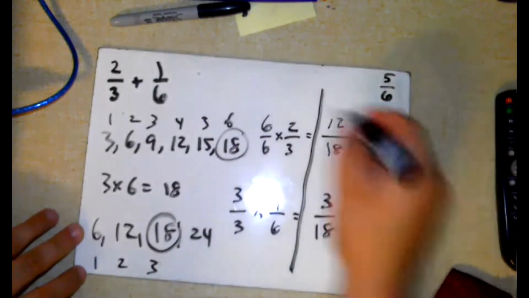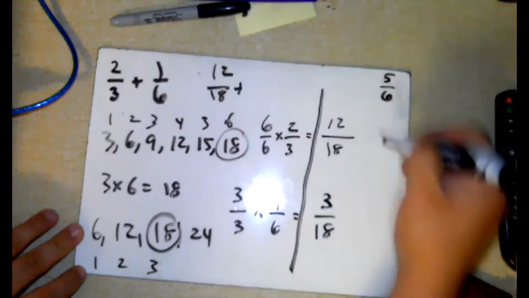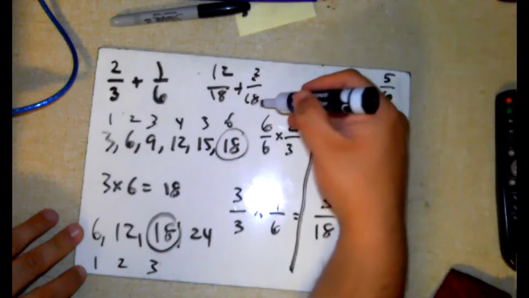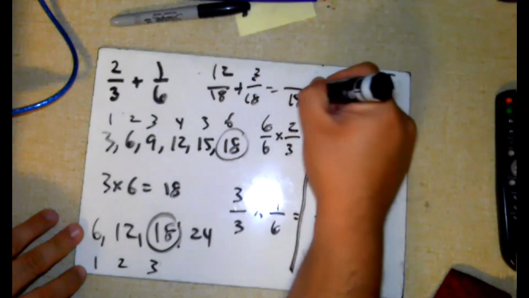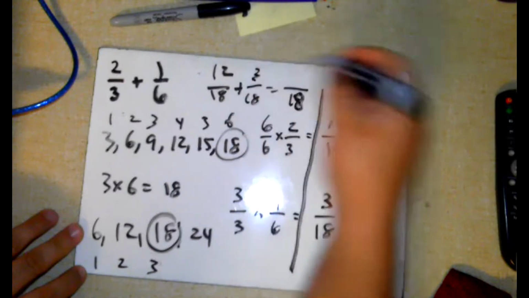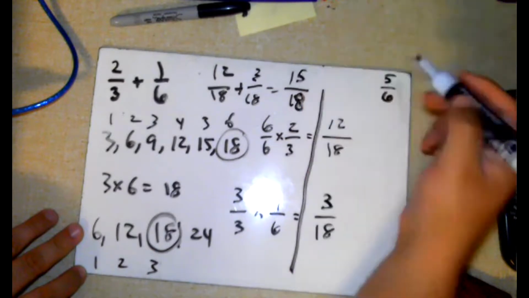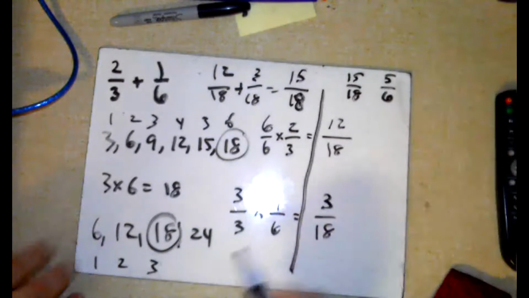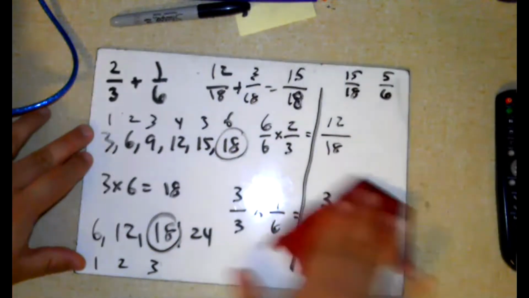So now let's go ahead and rewrite it. So we got 12/18 plus 3/18. So we have the same denominator. Yes. So we're going to keep it, and we're going to add our numerators. 12 plus 3 is 15. So we got 15/18. Okay. Now, you could submit 15/18. That is a correct answer.